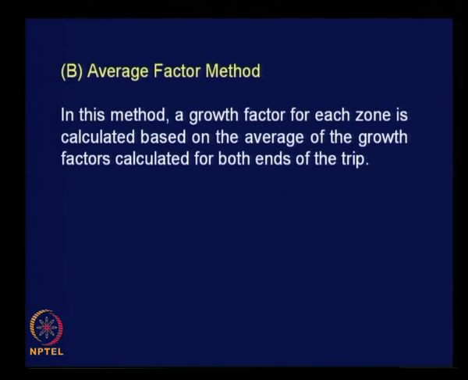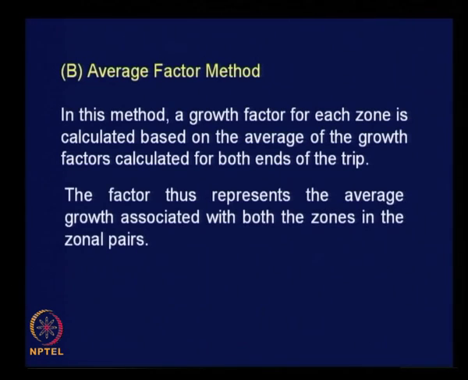Then there is another method tried out which is named the average factor method. In this method, a growth factor for each zone is calculated based on the average of the growth factors calculated for both ends of the trip. That is why it is called the average growth factor or average factor method. So, trips are interchanged between zonal pairs. There are two zones involved in respect of any trip. You look at the growth rate of both the zones, take those two growth factors and take the average, which will be more logical compared to the previous case where we just assumed uniform growth. The factor thus represents the average growth associated with both the zones in the zonal pair.